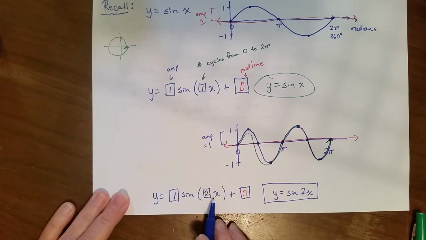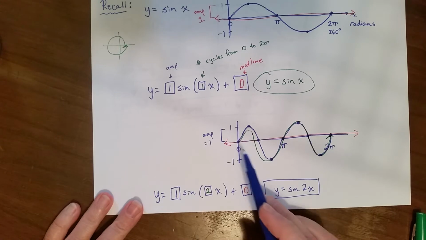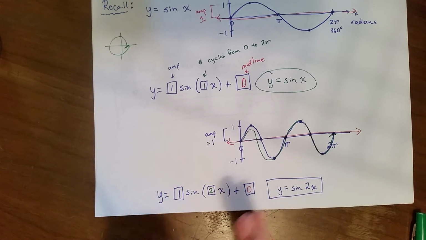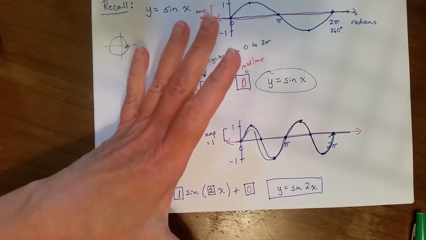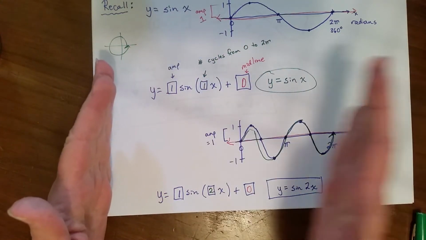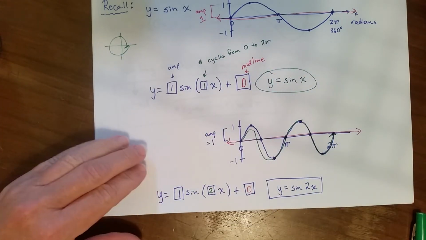Okay, but on Delta Math, you would enter it like this. Okay, now this tells us there's 2 cycles from 0 to 2 pi. So that was a change in frequency. Not amplitude, but frequency. Frequency, think of like an accordion. You can smash it in or pull it out, and that changes the frequency.